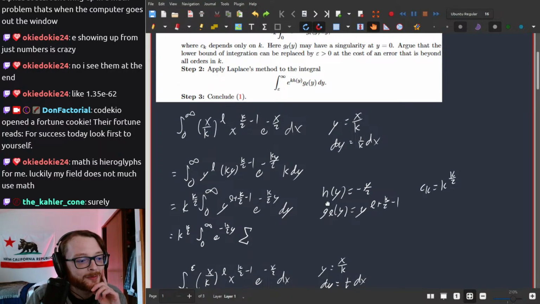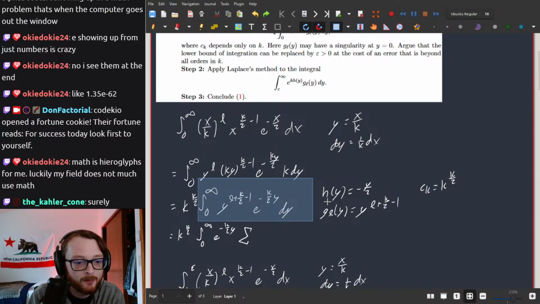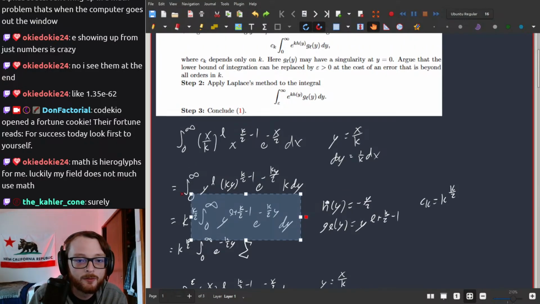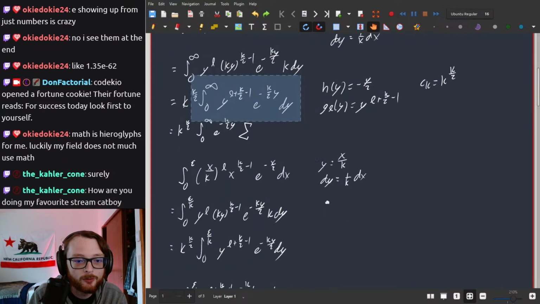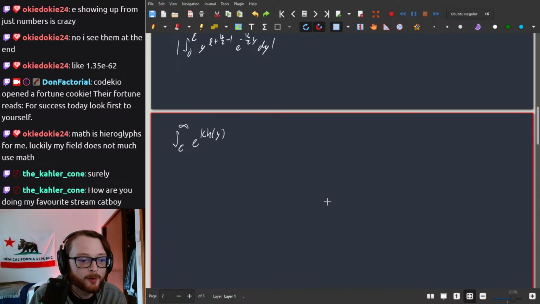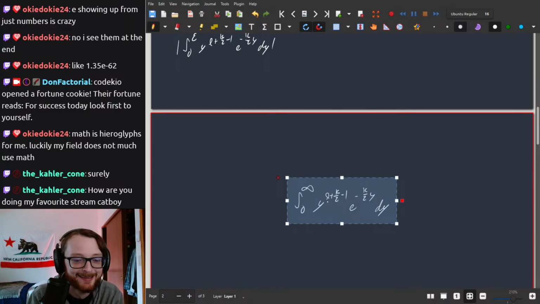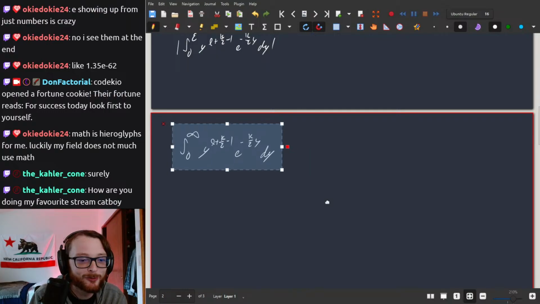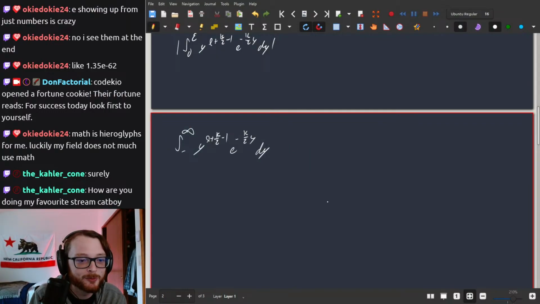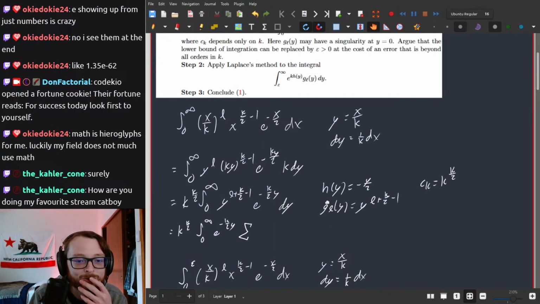Surely. Math is hieroglyphics for me. Luckily, my field does not use much math. Oh, good. Yeah, I like math, but I know it's not for everyone. So be able to just get through what you need and then not have to worry about it again. Extreme cat boy. I'm doing all right. Just doing my cat boy stuff like usual. How about you?